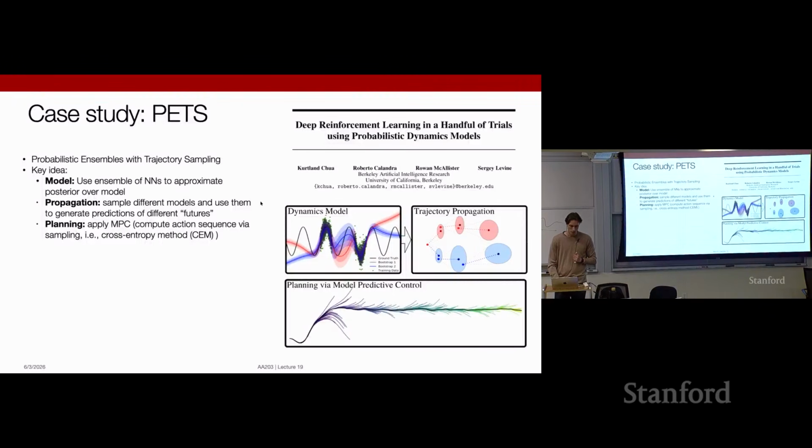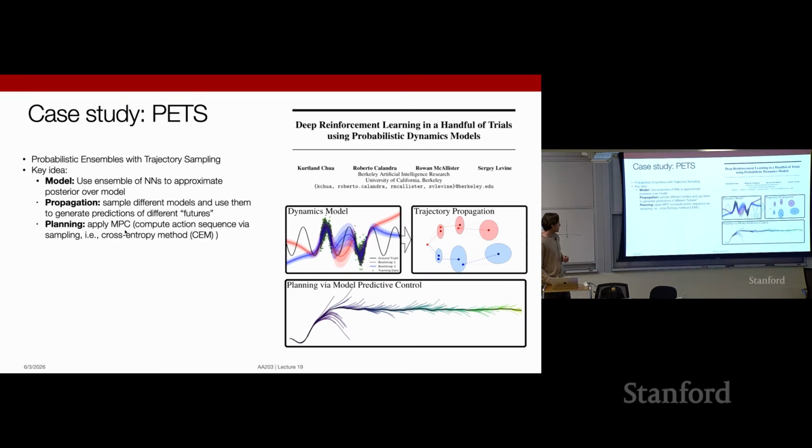So a particularly impactful paper, now a few years old, that uses exactly these ideas, introduces an algorithm called PETS, whereby the main idea is that they were using as a model basically an ensemble of neural networks to approximate the posterior over the model. They were then sampling different models from this ensemble and using them to generate predictions of different futures, exactly as we were saying in the previous slide.